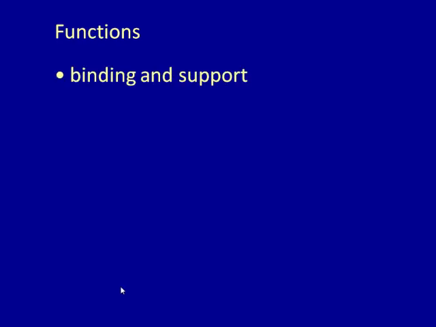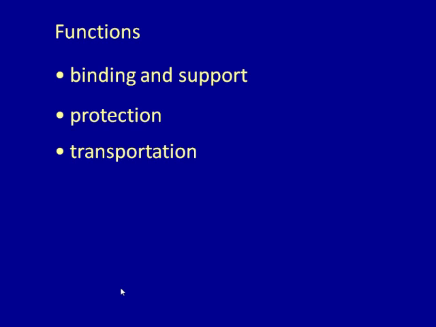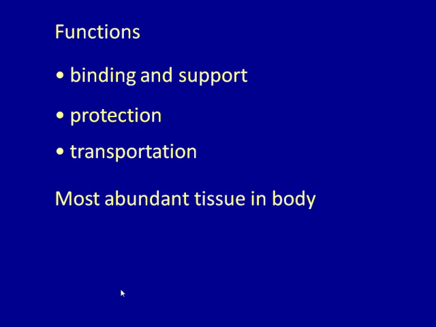Connective tissue helps bind and support structures together in your body, may also serve to protect structures, and may be involved in transporting materials in your body. Connective tissue is the most abundant tissue in the body. Every single organ has some connective tissue associated with it because every single organ has to be supported or held in place or held to something else.